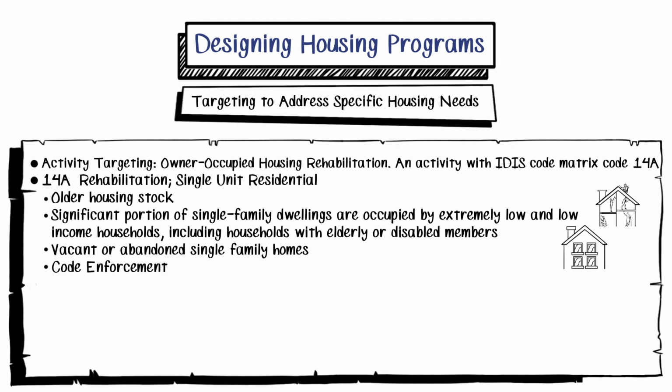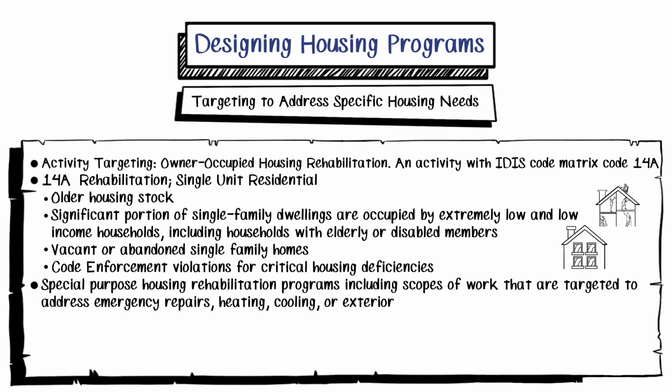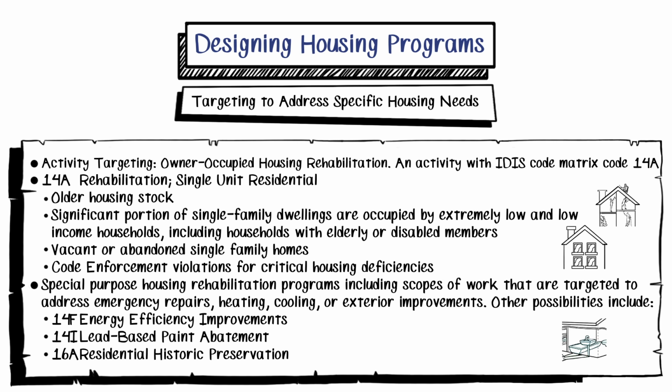Local code enforcement data also support this investment strategy if there are a high number of violations in a particular area. A housing rehabilitation activity may also be designed to address only specific types of repairs, such as emergency repairs, weatherization, or exterior improvements, as noted by some example activity IDIS matrix codes shown on the screen.